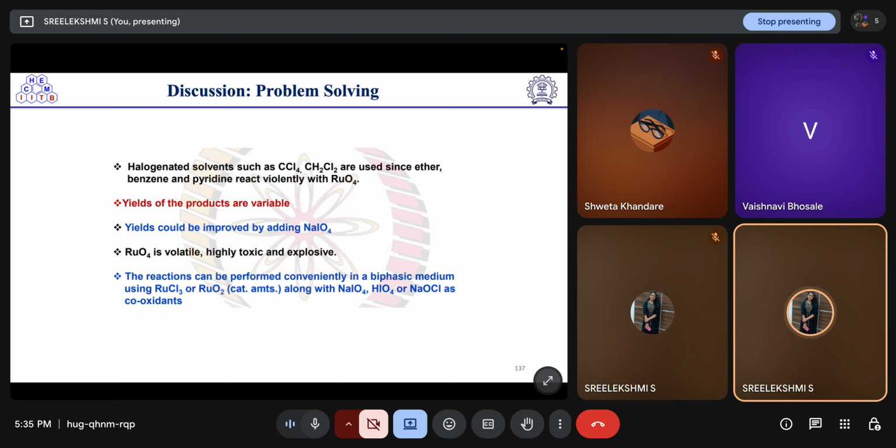So what can be done is using a catalytic amount of ruthenium tetroxide, or using ruthenium chloride or ruthenium dioxide in catalytic amount along with NaIO4, HIO4 or NaOCl as a co-oxidant. In that case, we don't have to use the very toxic ruthenium tetroxide in equivalents. We can control the amount if we use a co-oxidant like sodium metaperiodate.